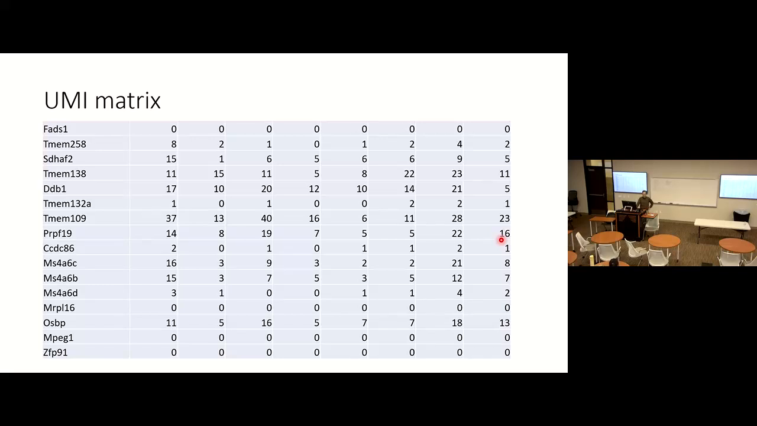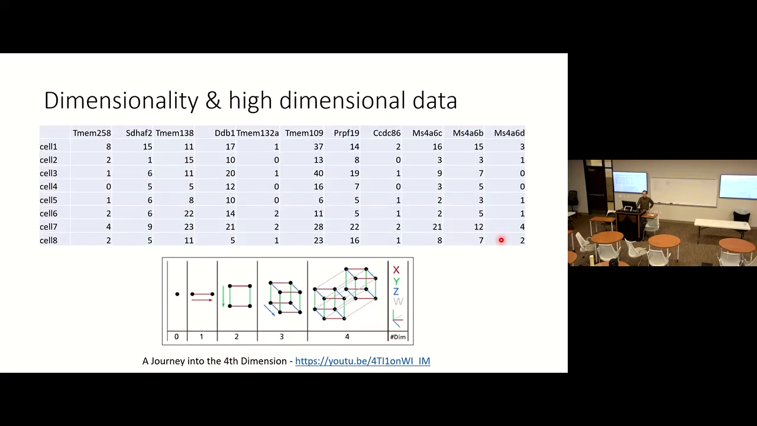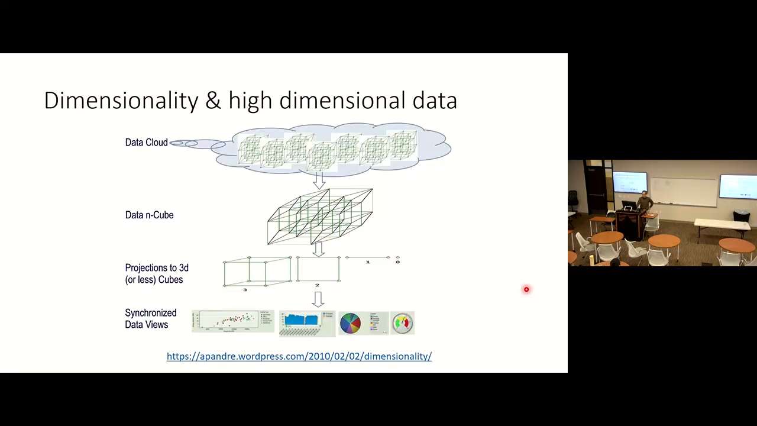And this is a UMI matrix. Rows are the genes, columns are the cells. This is the concept of dimensionality and high dimensional data. You may have seen this before: if you have 2D, 3D, and 4D or higher, there's no way to visualize it, you can only imagine what it is.